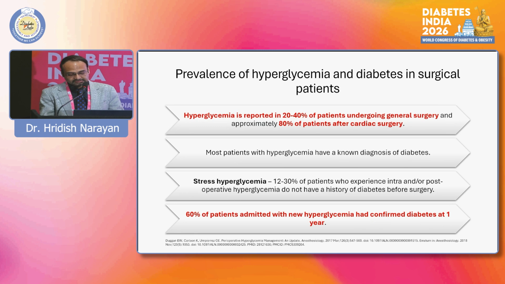And the intermediate aspect is stress hyperglycemia. That means under a stress situation, it is getting unmasked. This may go back, this may not go back.